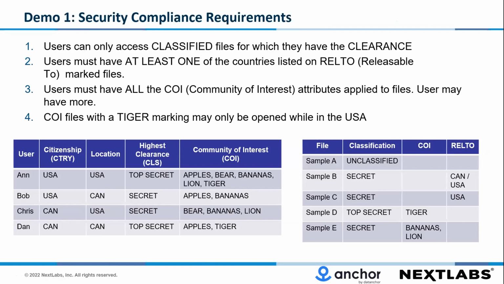Users will only be able to access the classified files for which they have the clearance. They must have citizenship in one of the countries that is designated as releasable to on the files. And then they must be a member of all of the communities of interest associated with the files. There's also an additional restriction that a file with the community of interest Tiger marking can only be accessed within the USA. So now I will jump over to the recorded demo.